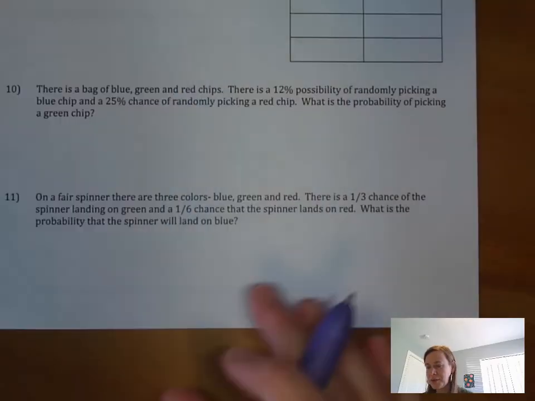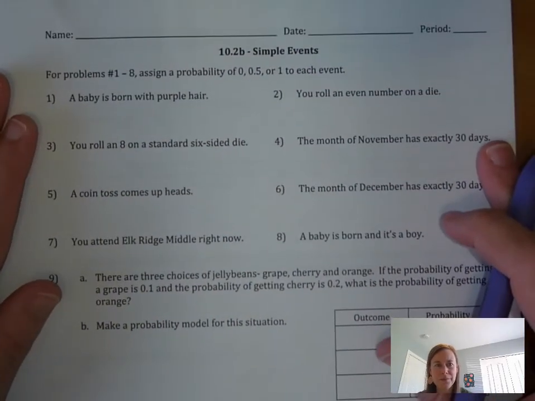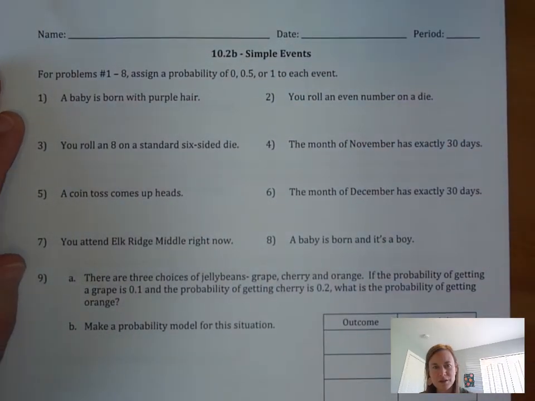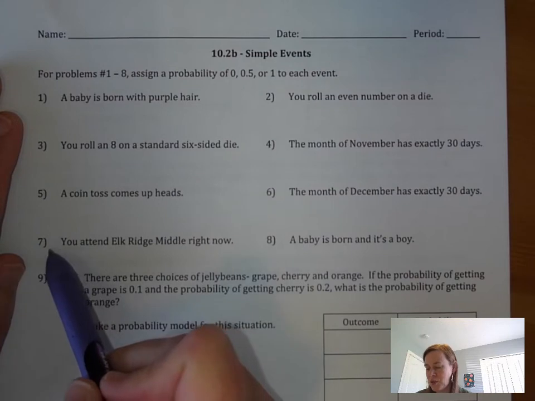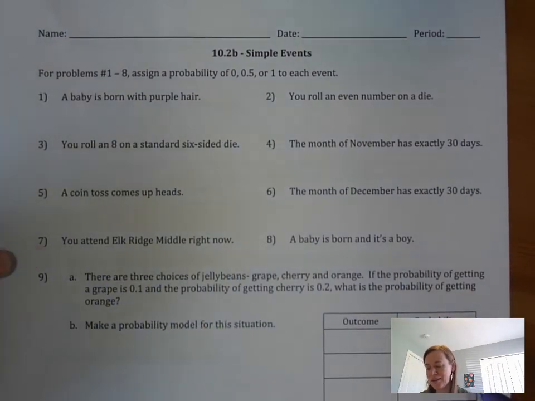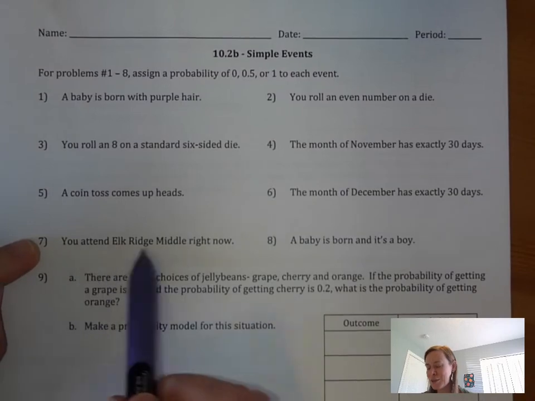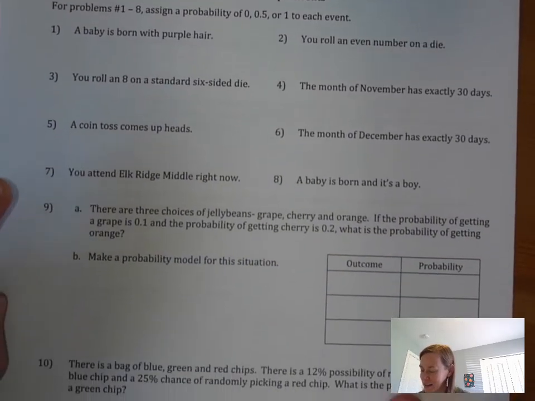So this is your assignment here. This is kind of like that first example we did on the notes. It says you attend Elk Ridge Middle right now. Well, if you're an Elk Ridge student, I guess that's going to be a 1. And if you are not an Elk Ridge student, I guess you're going to put 0 for that. So you guys will have different answers for that one.